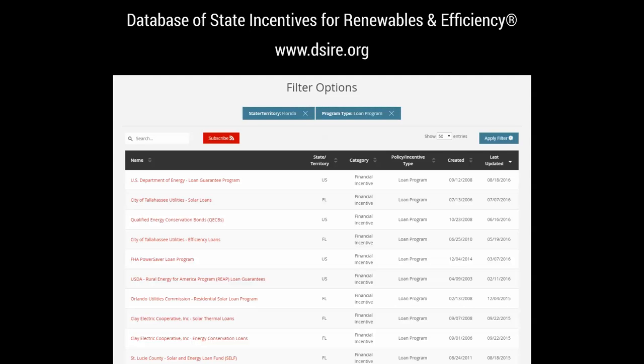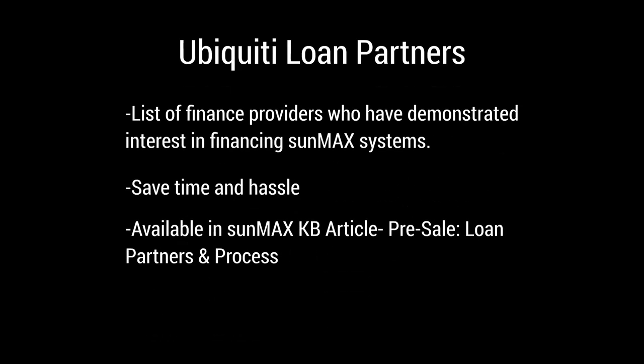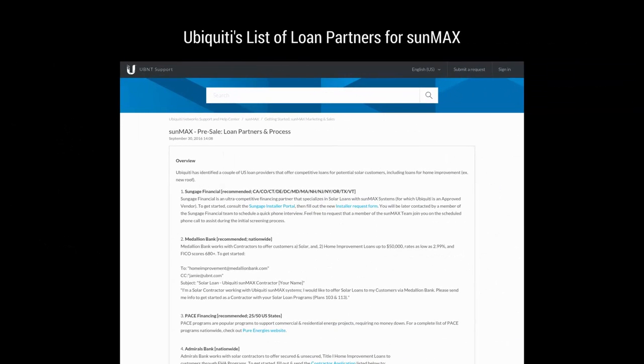Another great place to look when financing a SunMax system is Ubiquiti's list of partner loan providers. This list can save you time and hassle by pointing you towards larger financial institutions who have already expressed a willingness to work with SunMax solar contractors. See this list in our knowledge base article, Pre-Sale, Loan Partners, and Process.